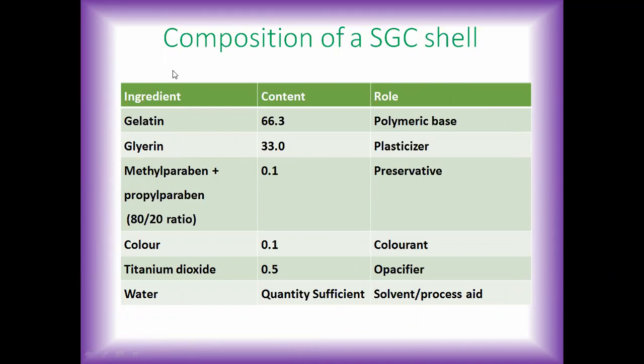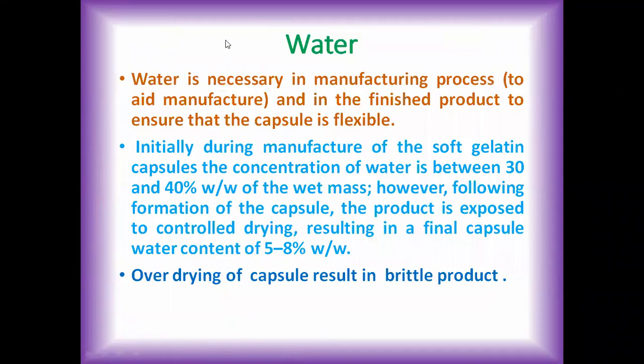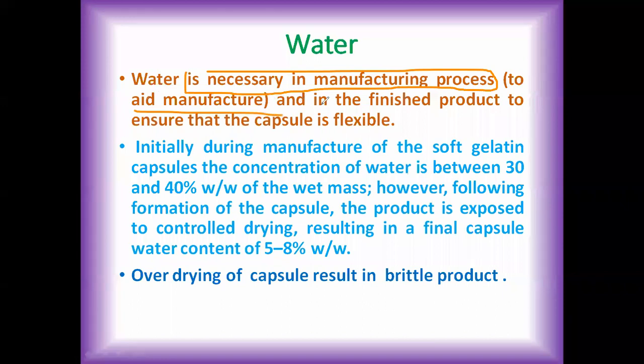Now moving to the next component, that is water. Water is necessary in the manufacturing process, as it aids the manufacturing of soft gelatin capsules, and in the finished product it ensures that the capsules are more flexible in nature.